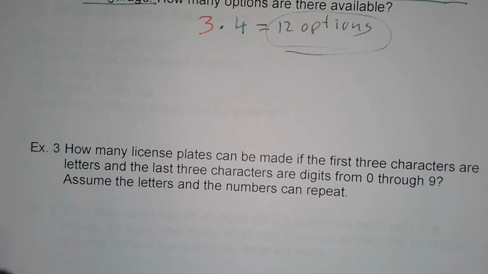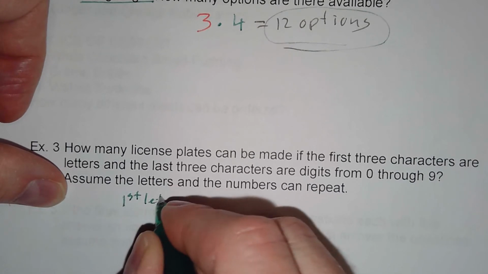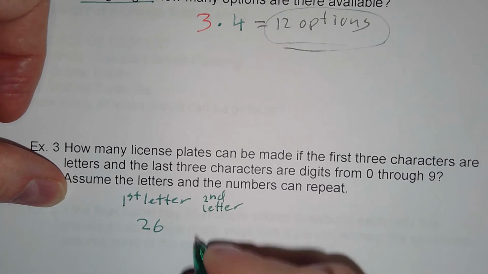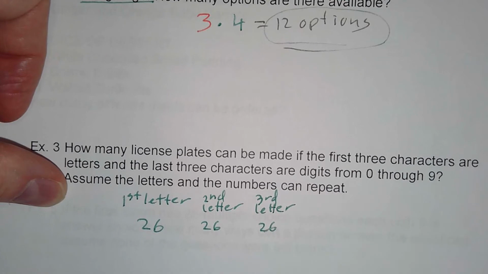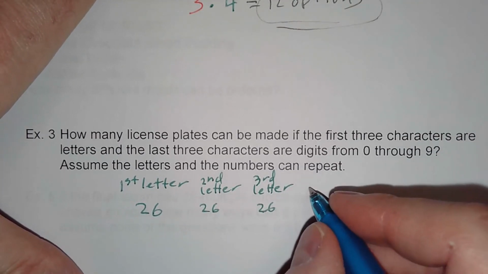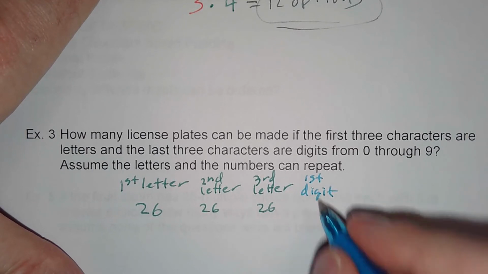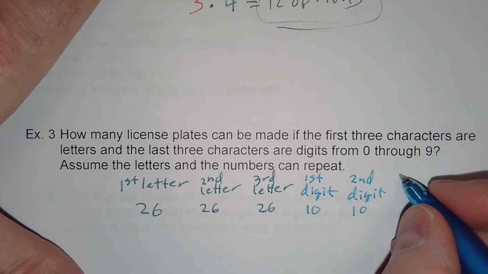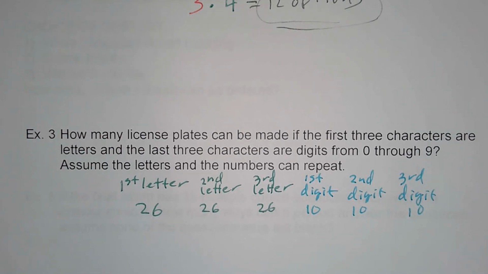So with this license plate example we're just looking at, it's going to be an extension. The first three characters are letters. So for the first letter, you have 26 choices. Second letter, there's 26 choices. Third letter, there's 26 choices. And then for the digits, first digit, well, 0 through 9, so that's 10 choices. Second digit would also be 10 choices. And the third digit would be 10 choices. And so we're just going to be multiplying these numbers together.